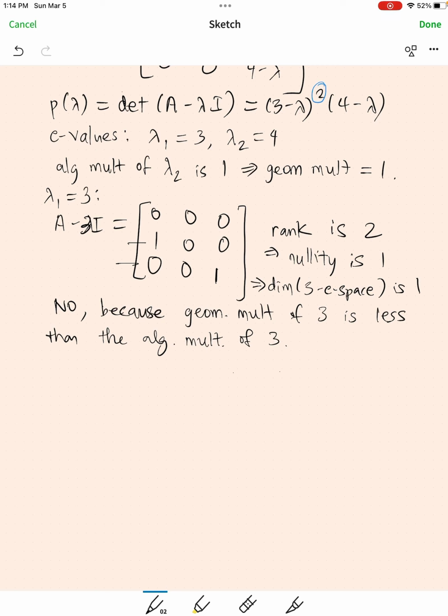Okay. So fairly straightforward, actually. It's just a matter of being careful. I guess the main thing to be careful of is making sure that you remember that you want the nullity. Once you get to A minus lambda I, you have to find the nullity, and that's the dimension of the eigenspace, not the rank. Okay. So that's a bunch of examples of testing for diagonalizability. It's actually pretty straightforward though.